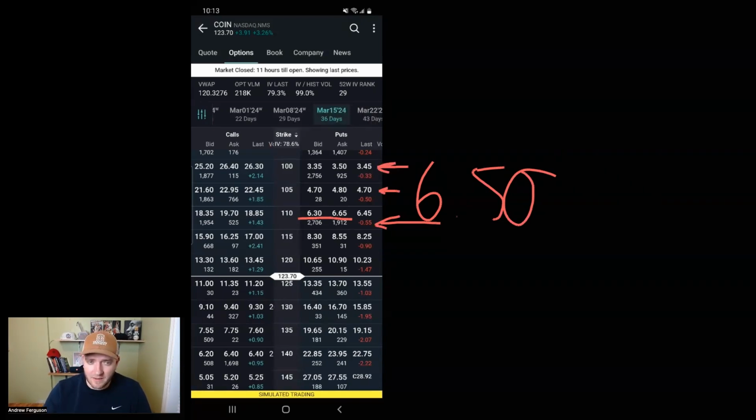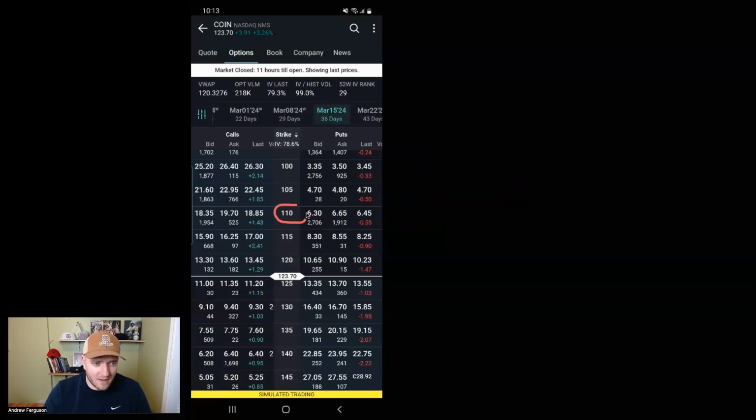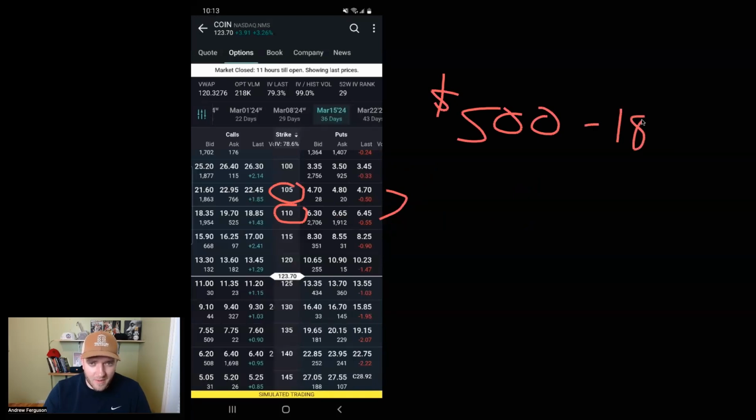Just realizing that the bigger the spread that you have, if you go 110 and 105, you have a spread that's $500. So your max loss is capped in this scenario at 500 minus whatever you get paid to do this credit spread, the difference between these two numbers right here. In that scenario, your loss is going to be roughly 500 minus, it's looking like 650 and 475, that's about 180 bucks. So we're going to be looking at a max loss in this scenario of roughly 320 bucks if the stock price decides to flatline and tank all the way down here.